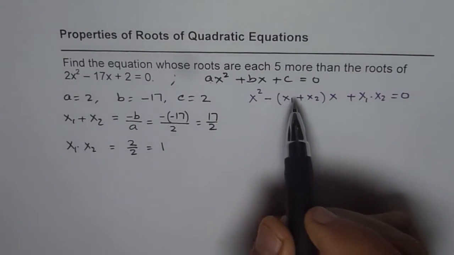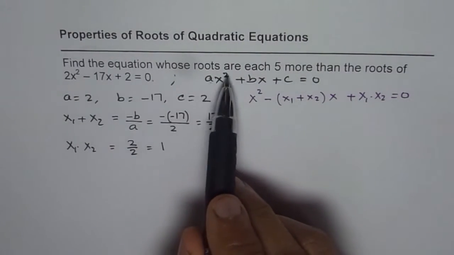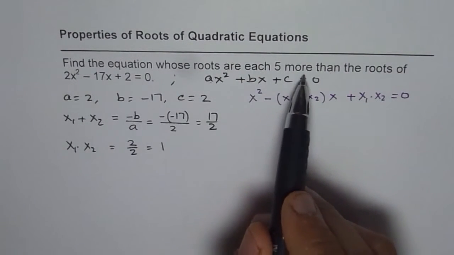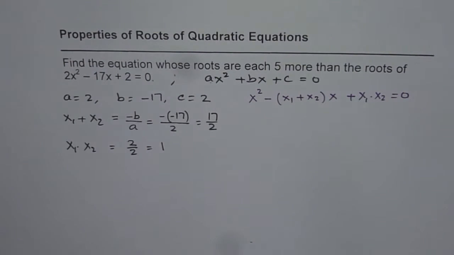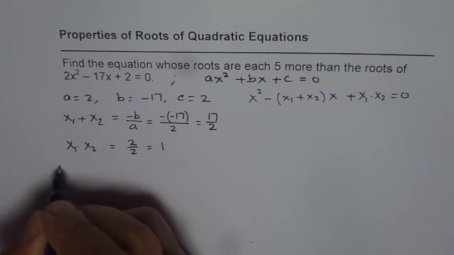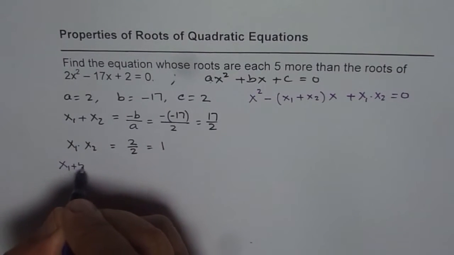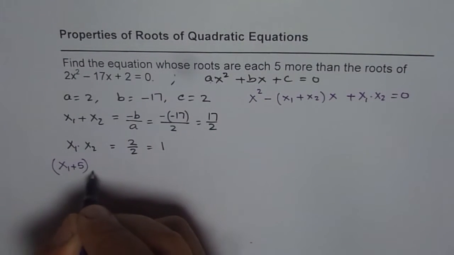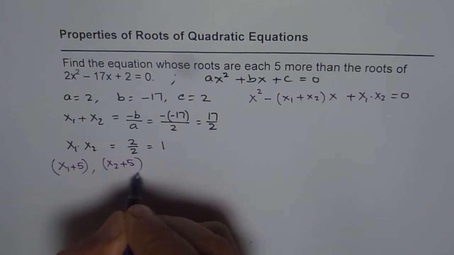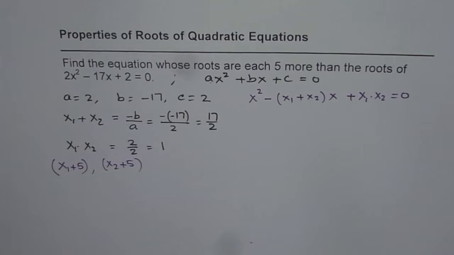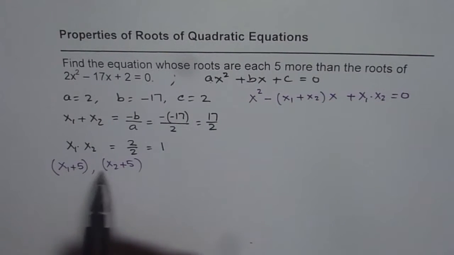Now the question is, find the equation whose roots are each 5 more than the roots of the given equation. So the new equation should have roots as what? The roots are x1 plus 5, that is 5 more, the first root. The second should be x2 plus 5. So these are the roots of the new equation, right? Let us now find the sum and product of these roots.